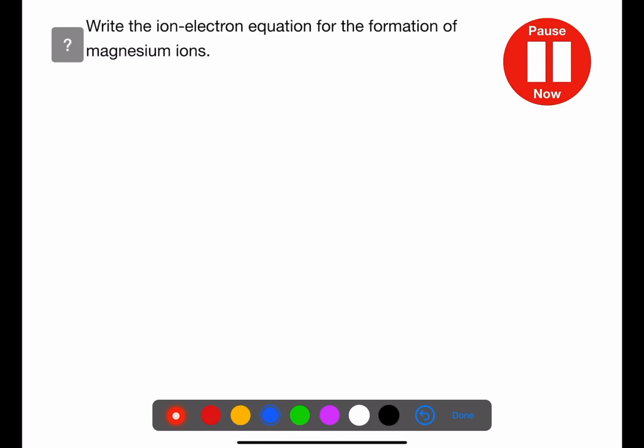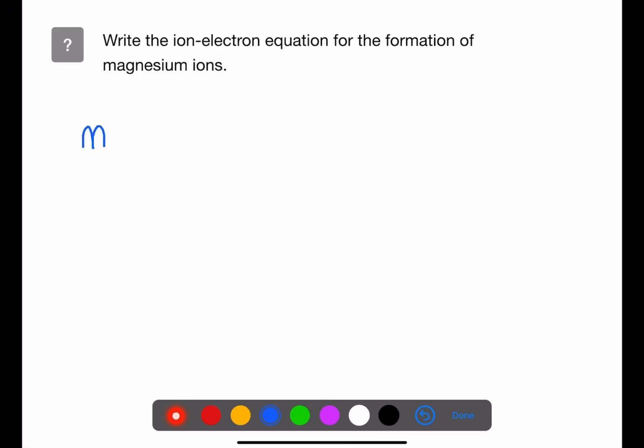Pause the video now and try to write the ion-electron equation for the formation of magnesium ions. You may find page 10 of your databook useful. So magnesium has the symbol Mg. When it becomes an ion, it will lose its 2 outer electrons to become Mg2+, and will lose 2 electrons.